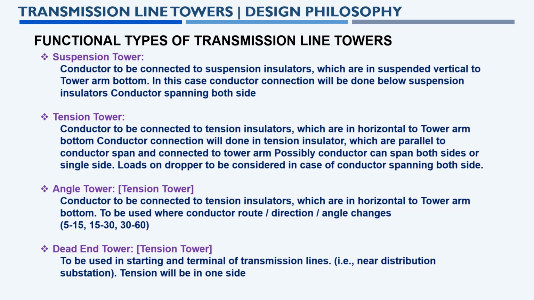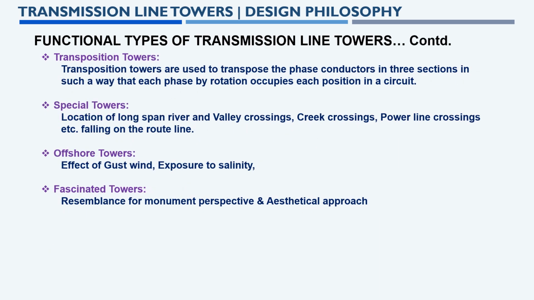So these are the four we have seen. In addition to that, there are other functional types. One is the transposition tower. In these transposition towers, the phase conductors in three sections are in separate directions. They won't be in the same direction, whereas they are fixed on a rotation basis. The phase by rotation occupies each position in a circuit. So we will see that.